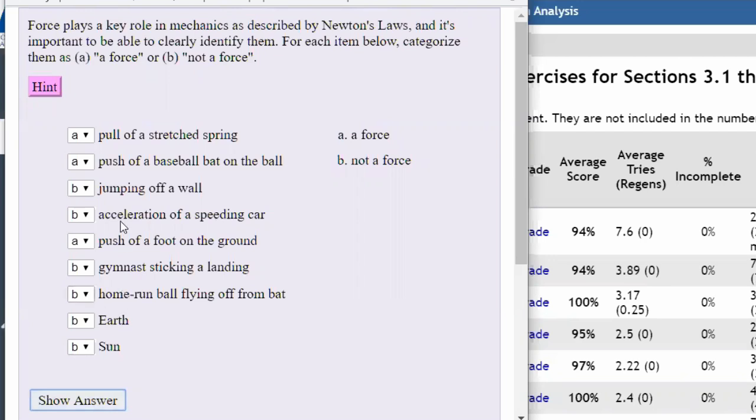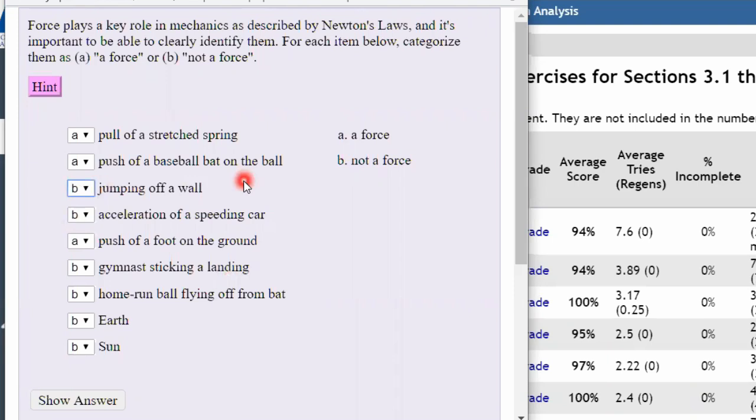Here's an easy thing. Every single one that's being marked as force has the word pull or push. So those are all being labeled as force. And all the things that are being labeled as not a force, like a bee or jumping off a wall, I can imagine someone initially marking this as force. And what I'm telling you is the way it's described here, it's not a force.